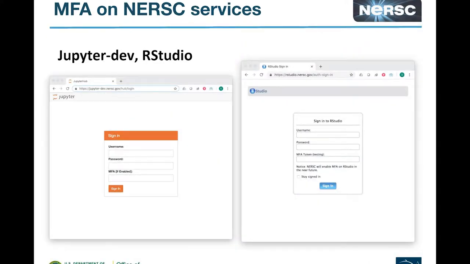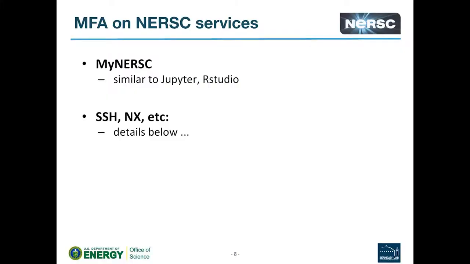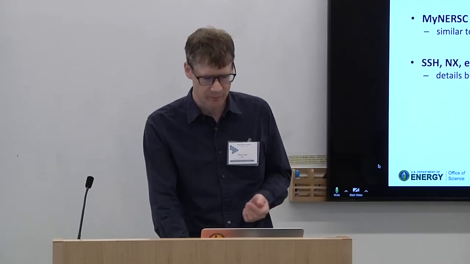There we go. So that's how you log in using the shibboleth systems, which covers a lot of NERSC systems. Not everything is in that setup yet. So a few things like Jupyter and RStudio, you'll see a login screen that looks a little bit like this, where you've got three boxes on the same screen. It's fairly obvious. Username goes in one, NIM password goes in the next, and the MFA token from your phone goes in the third one. My NERSC is similar. And things like SSH and NX are a little bit different, and we'll cover them in a bit more detail shortly.